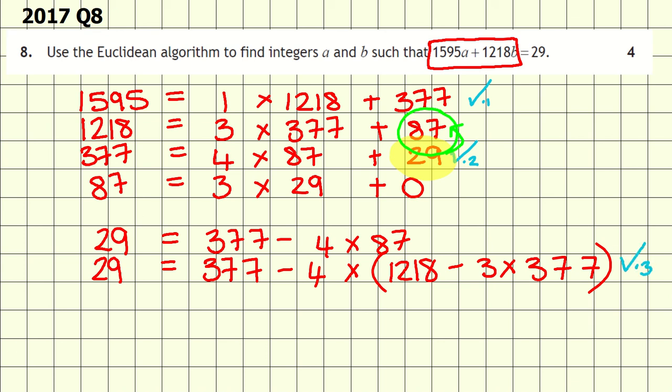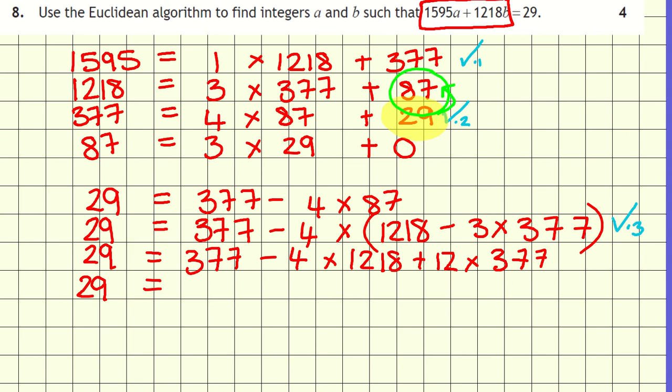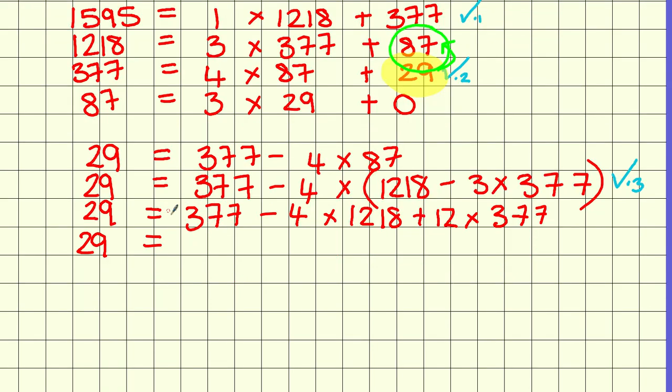Okay, right, multiply the brackets and then simplify. So minus 4 times 1218, then you get minus 4 times minus 3, so that gives you plus 12 lots of 377. Then what you're going to do is simplify. So at the start here you've got 1 lot of that 377, then here you've got 12 lots of this, so in total you get 13 lots of 377. And you've still got your minus 4 times 1218.